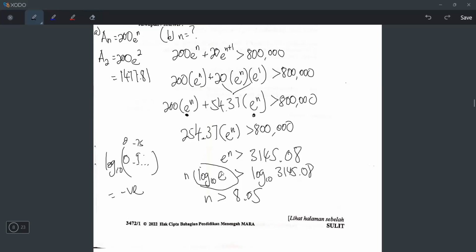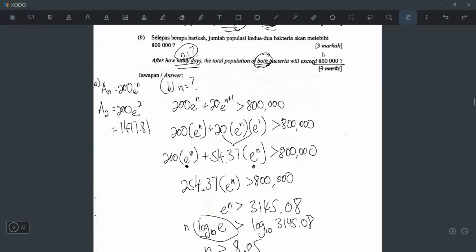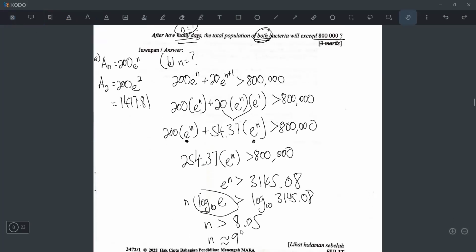So that's why it's a positive value. Okay. But of course, if you don't know this, during exam, you can just check on the spot with the calculator. If you press log E, you will get positive. That's why you don't have to change the symbol. So n is equal to what? Is equal to 9. Not 8, it is 9. Because it means that when n is 8, the population still doesn't exceed 800,000 yet. Okay. So it should be 9 days.